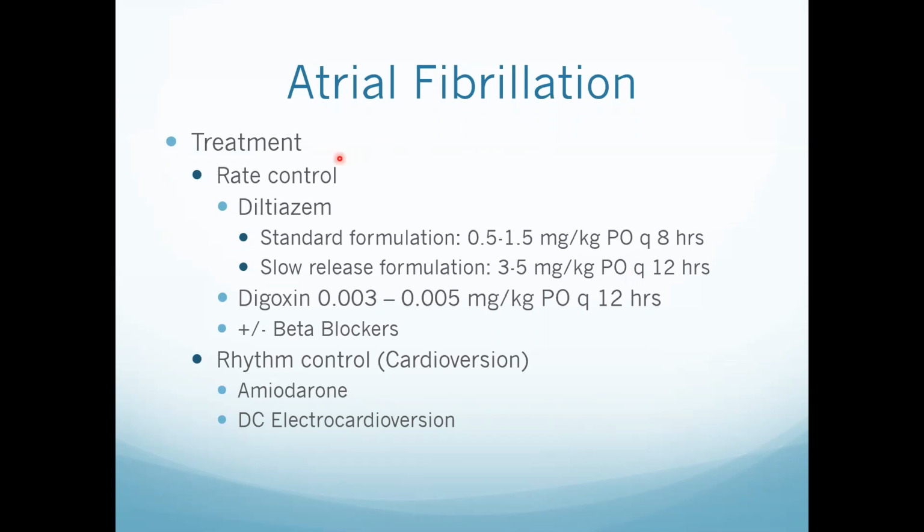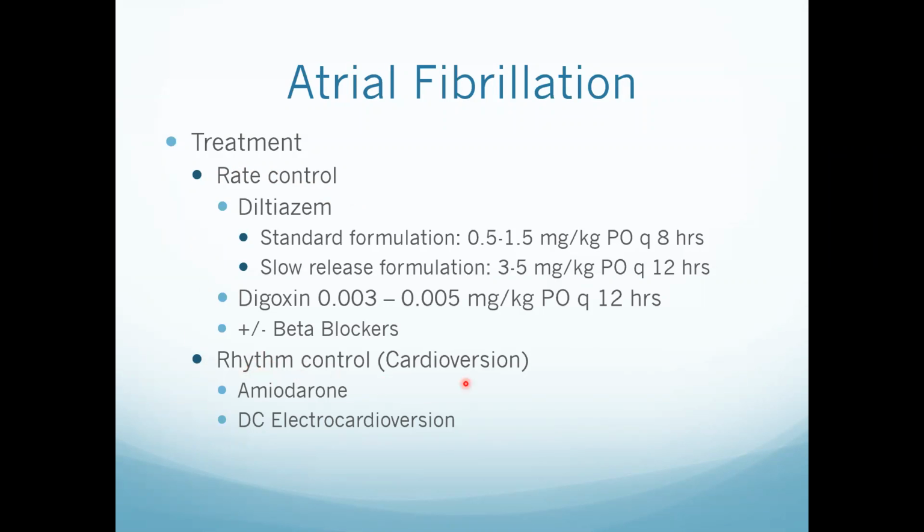Long term, we've got two options. We can either control the rate or we can control the rhythm. Ultimately, there's no difference in long-term outcomes regardless of which approach you take. Because most dogs have structural heart disease with atrial fibrillation, then usually we're just going to do rate control.